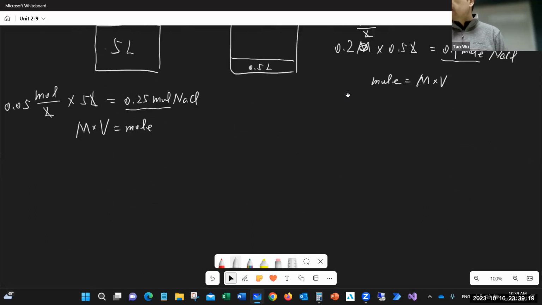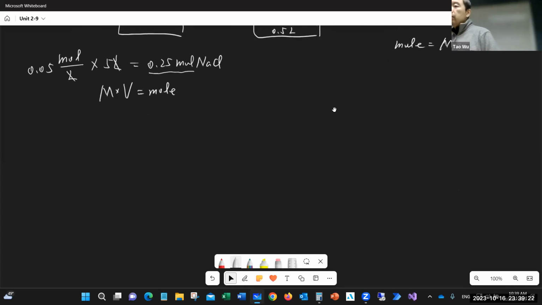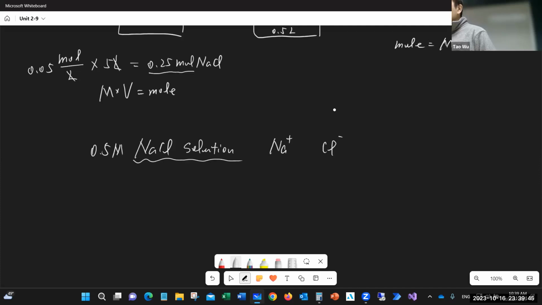Okay, so another related concept: if we have a 0.5 molar sodium chloride solution, you can figure out the concentration of each ion. We know sodium chloride is an electrolyte, so when it dissolves in water, it forms a sodium ion and a chloride ion. Based on the concentration of the solution, you can figure out the concentration of each of the ions.